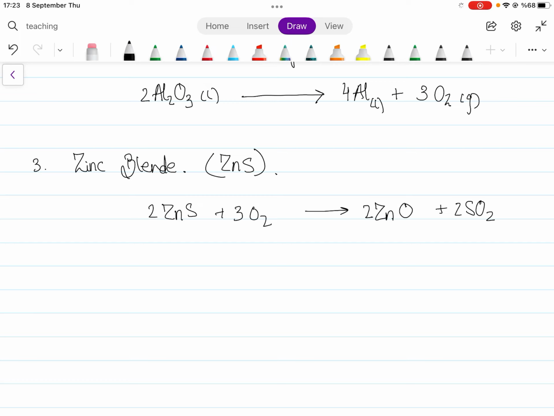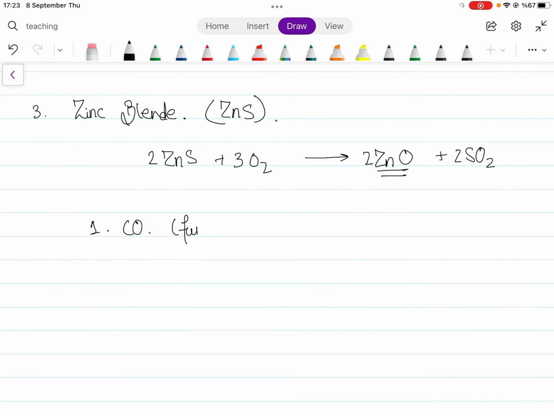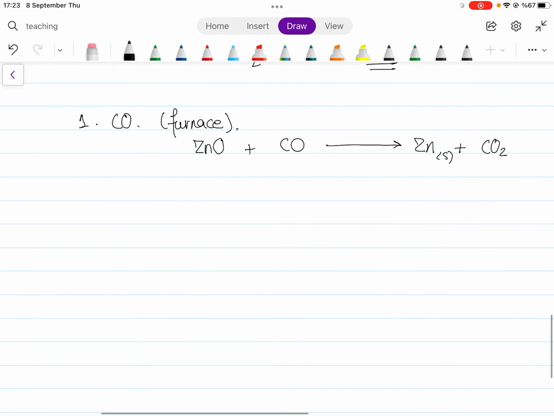Okay, now this zinc oxide is reduced in 2 ways. Number 1 is that I use carbon monoxide. So this is carried out in a blast furnace. Zinc oxide reacts with carbon monoxide to form zinc and carbon dioxide. This is solid getting produced, and that's a gas. Okay, then the final mixture would have zinc and a little bit of impurities.